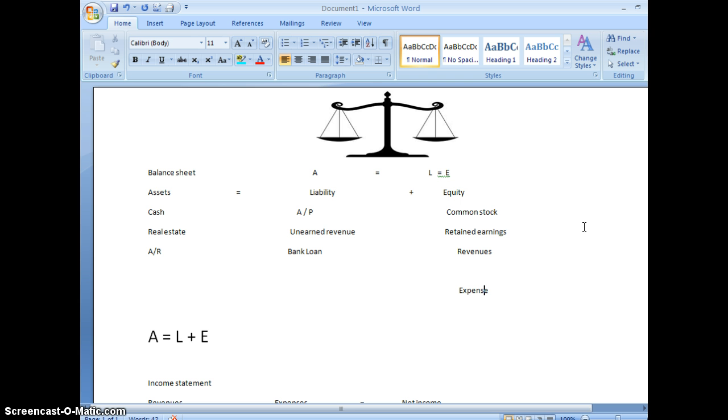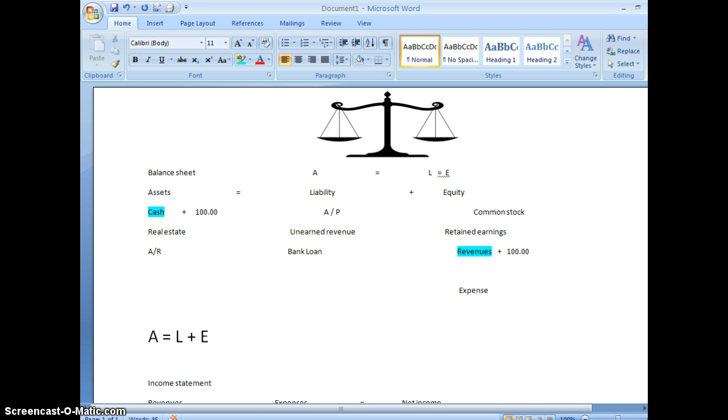Think of it like your personal checkbook. If you earn $100 from your work, your cash is going to go up by $100. Now, over here, you have to keep this in balance. You didn't earn any money in common stock because you didn't sell any stock, but under retained earnings, you earned $100. So your revenues are going to go up as well. Your revenues went up by $100. So $100 went up, as did retained earnings.